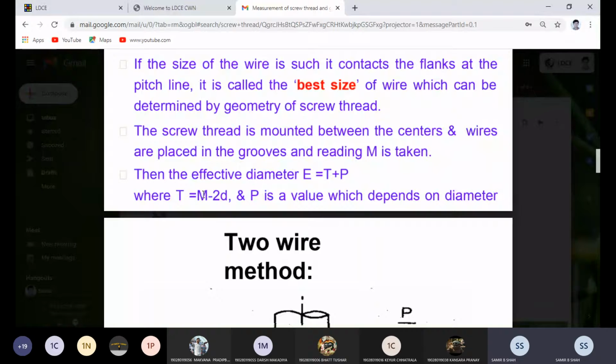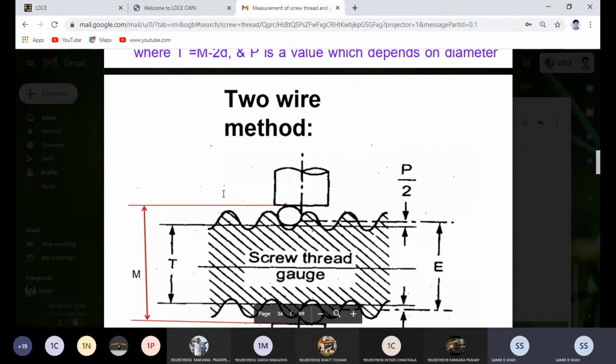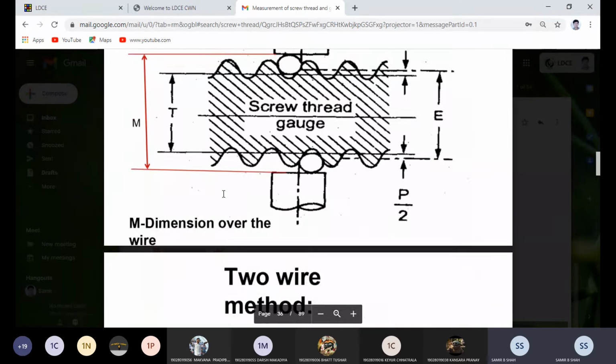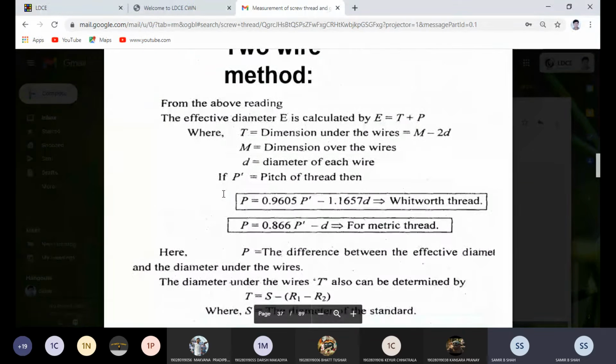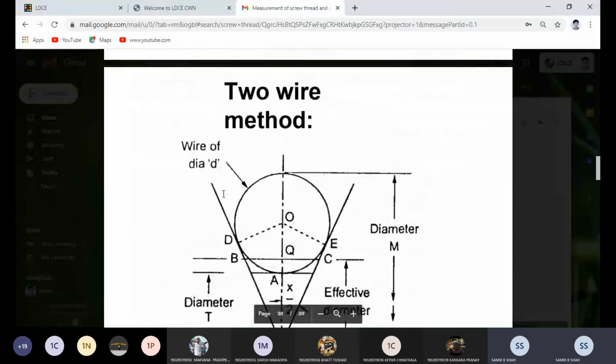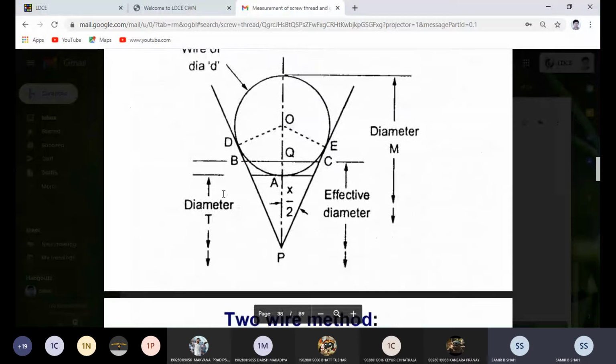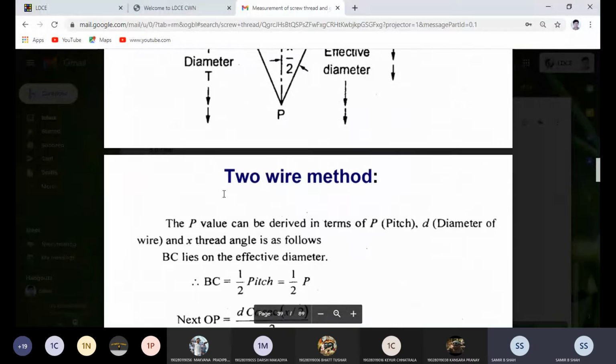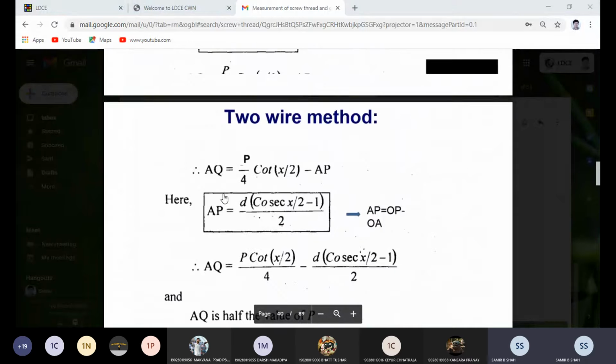Sometimes M is there, sometimes H is there. In our book, many times it is considered as H. So H or M is the dimension over the wires, the maximum, and small d is the diameter of the wire. Okay. I will show you with one proper figure, so it may be very easy for you to understand.